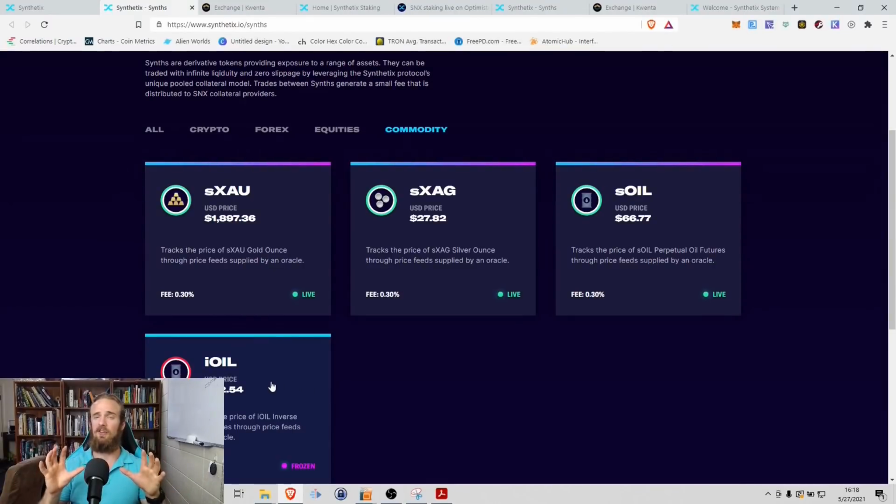So a variety of different assets that are all easily available for you within the context of a simple Ethereum wallet, be it MetaMask or whatever your wallet of choice is. So when we talk about these synthetic assets, I do want to point out a few differences between the real asset and the synthetic asset.